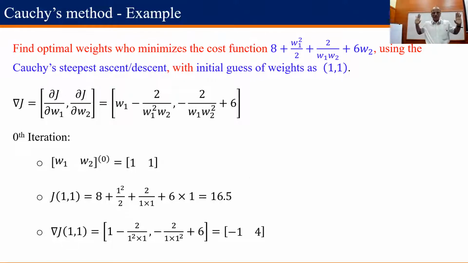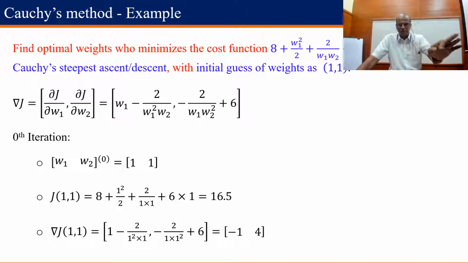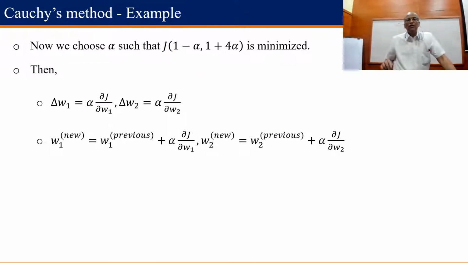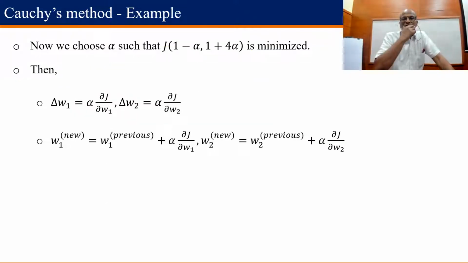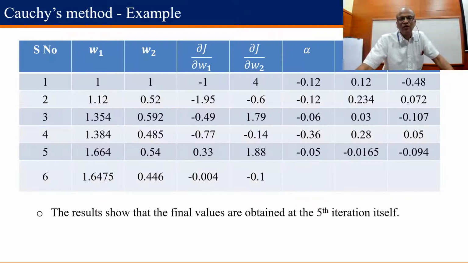Now, the class is with me, I hope so. 8 plus W1 square plus 2 by W1, W2, 6W2 using Cauchy's method. Now, calculate the gradient, 0th iteration. Calculate W1, W2 of 0, that is the initial guess. J of 1,1 is 16.5. We just calculated. The del of J of 1,1 is minus 1, 4. Now what we do is we choose alpha in such a way that J of 1 minus alpha and 1 plus 4 alpha is minimized. You get it?